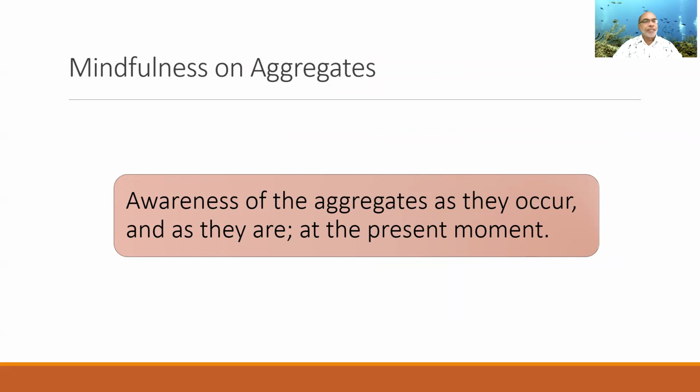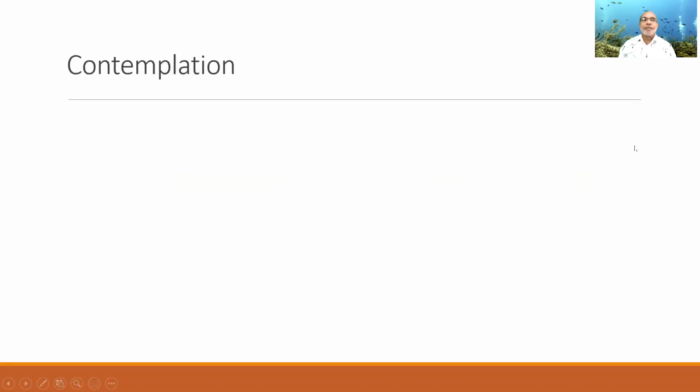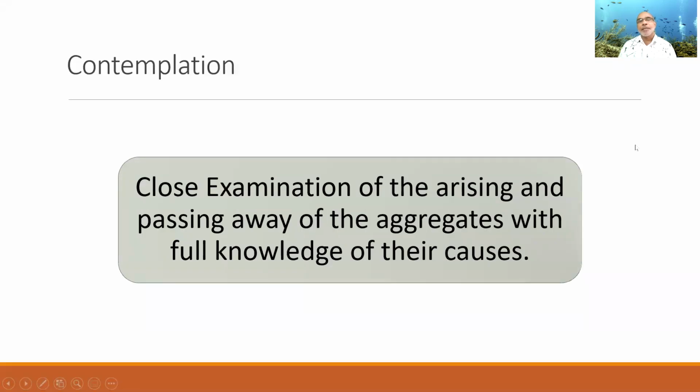Then during meditation, we generate awareness of the 5 aggregates as they occur and as they are at the present moment. First internally about yourself, then externally about other living beings. Then we don't stop there. We consider past, present, and future aggregates. We consider strong aggregates and subtle aggregates. Those other dimensions which I introduced earlier, you can introduce in your meditation. Then we can closely examine and contemplate the aggregates arising and passing away, with full knowledge of their causes. We will not go to this level due to the time limitation in our course, but we can still observe the aggregates.